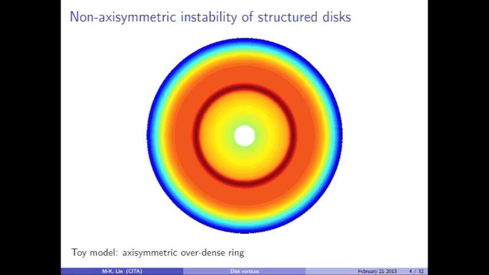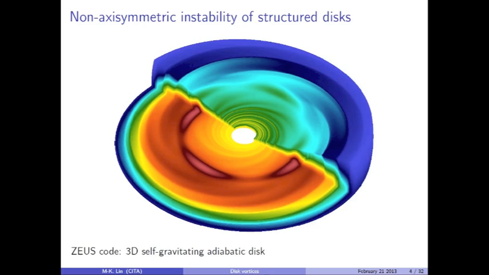And I've actually done this with a couple of different hydrodynamic codes. So here I've done the simulation with the Zeus code. So this is a three-dimensional self-gravitating disk, and the ring essentially breaks up into these non-axisymmetric blobs, which I'm going to just call vortices for simplicity.